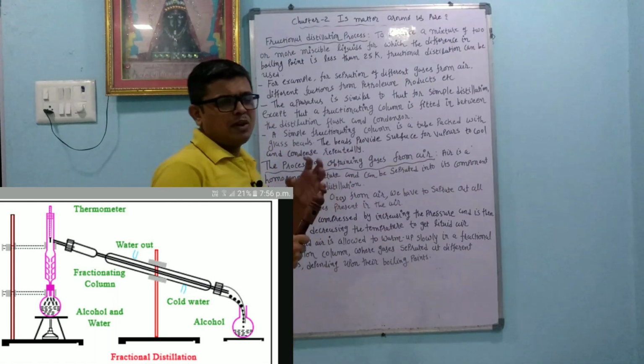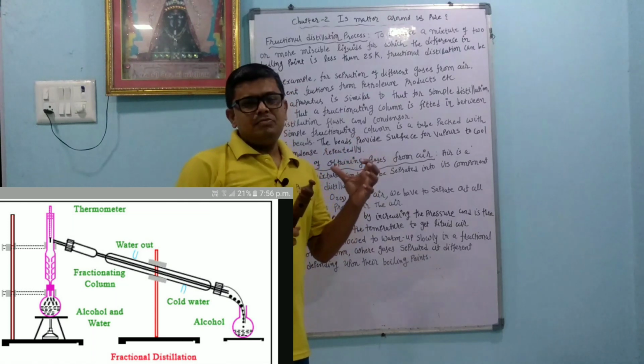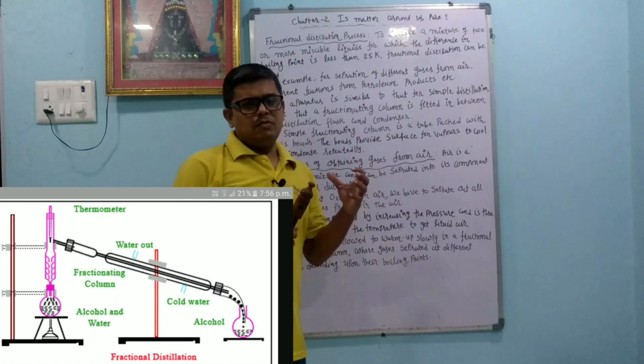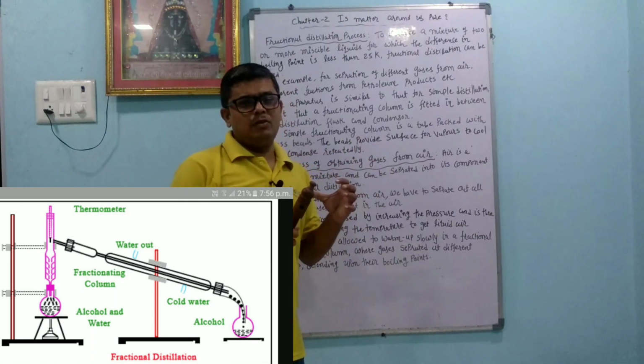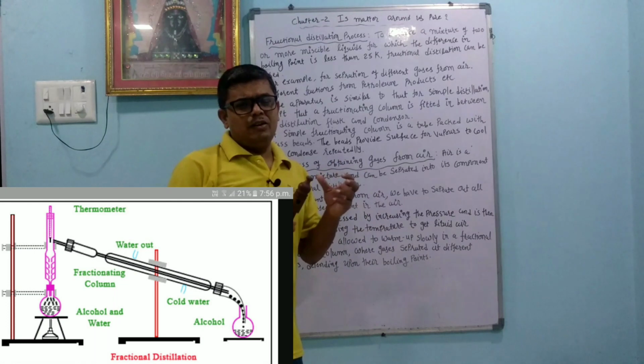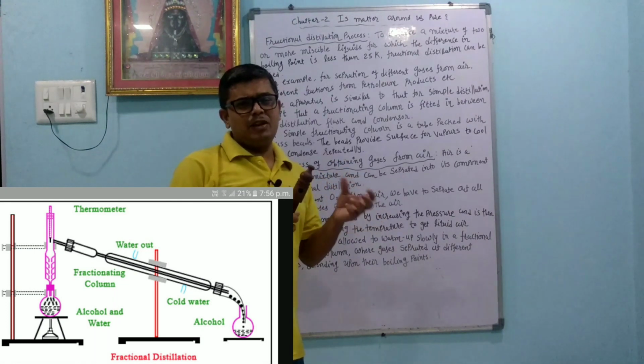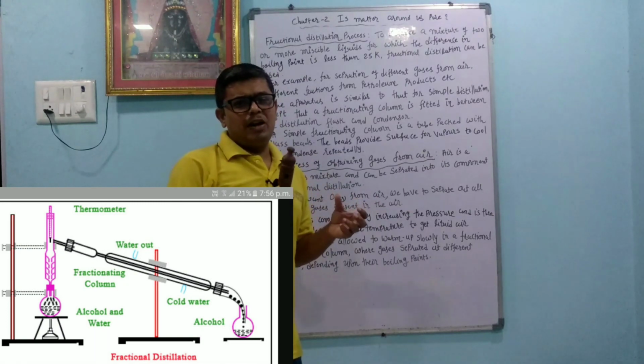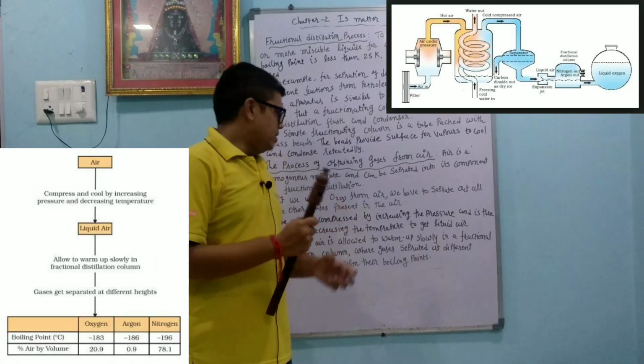The beads provide the surface for vapors to cool and condense repeatedly. Because of these beads, gas easily converts into liquid form. Okay, and then immediately after, the second liquid starts boiling, and its vaporized form is again converted into the liquid form by these beads.